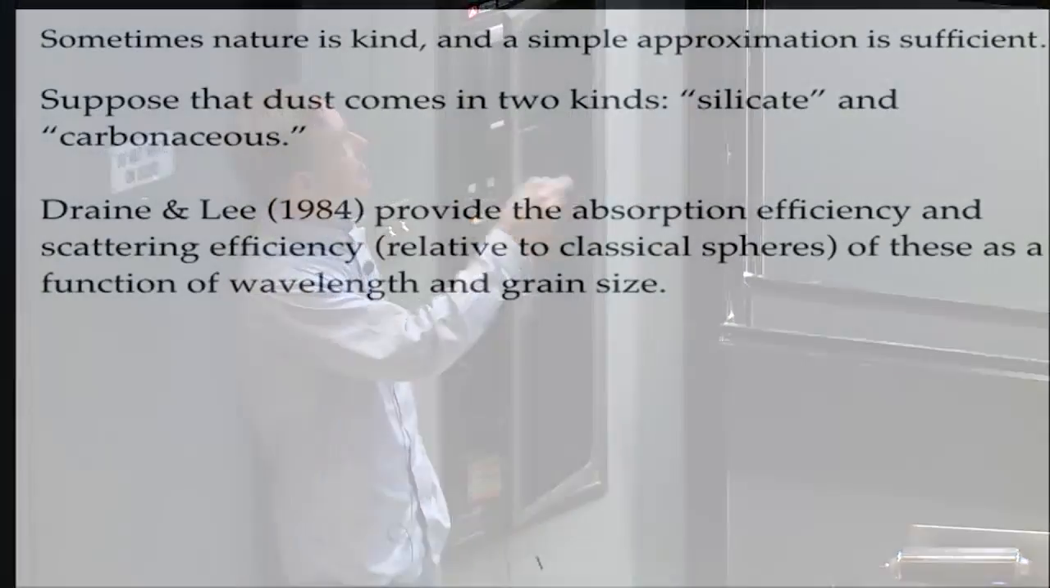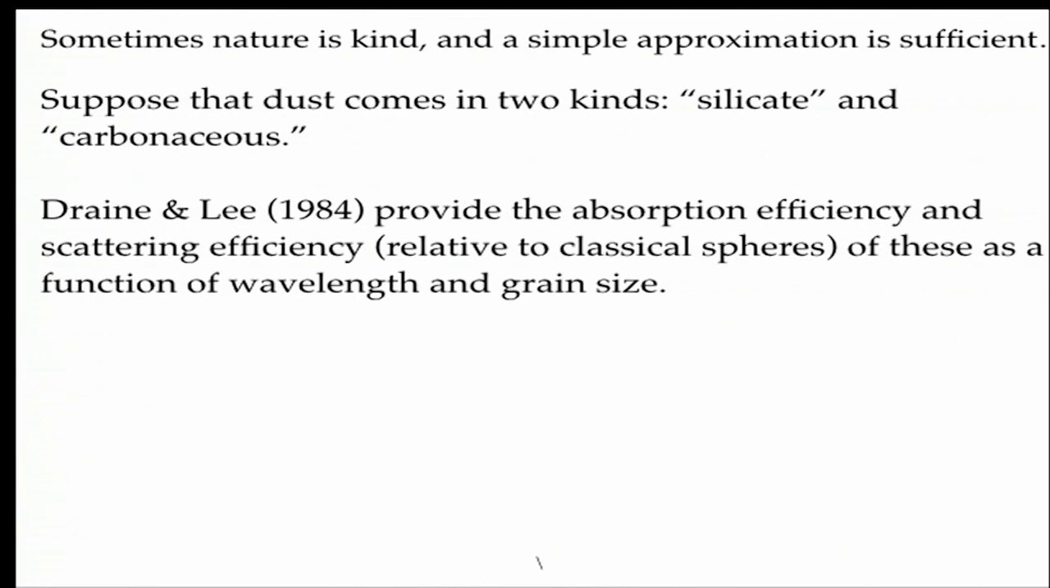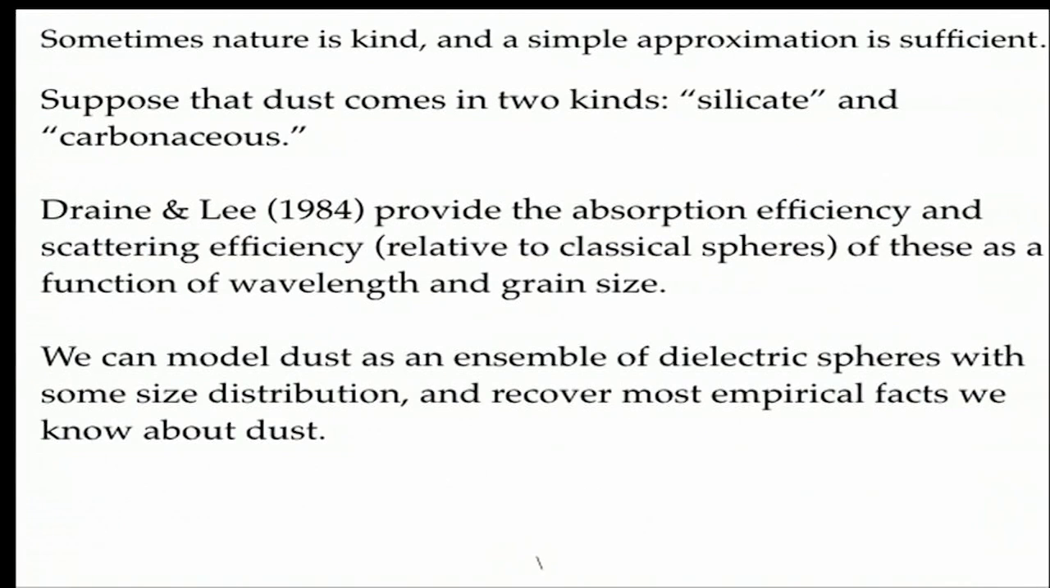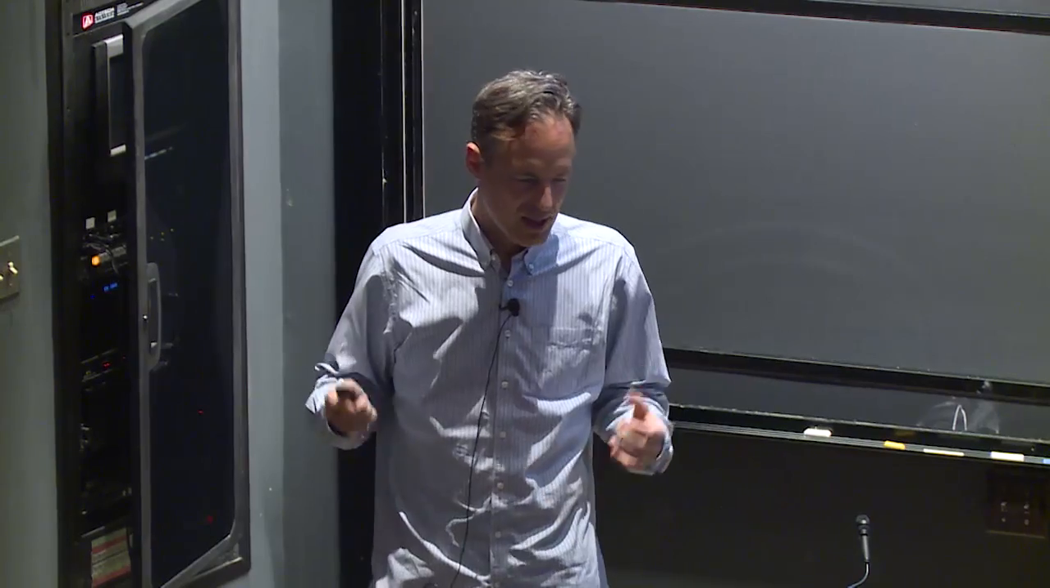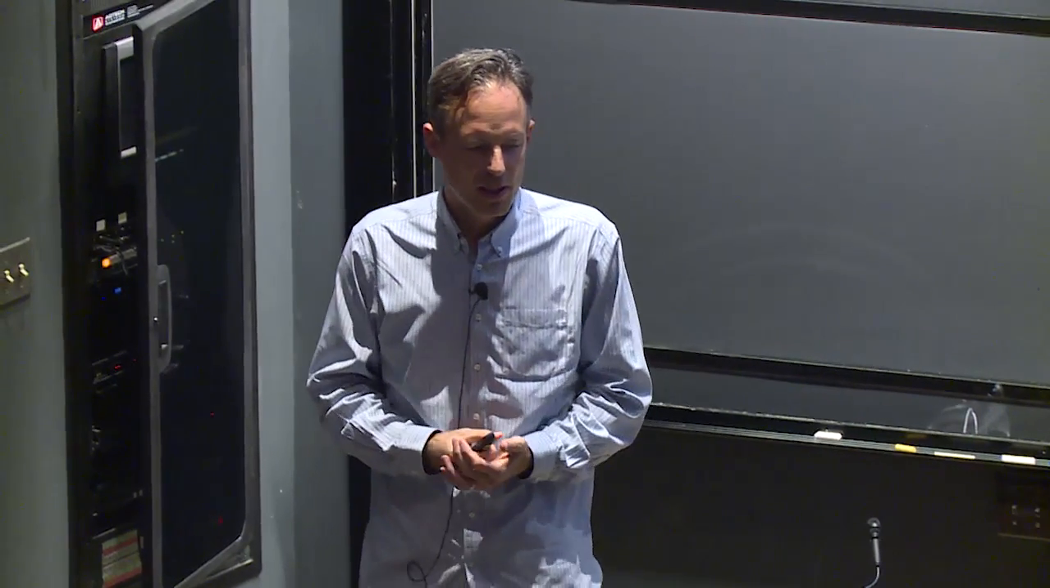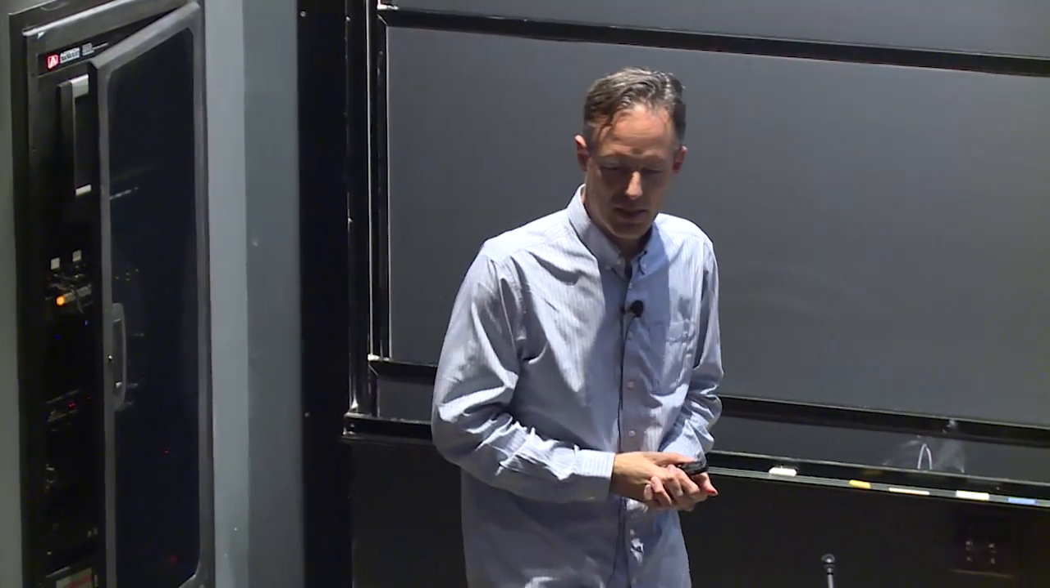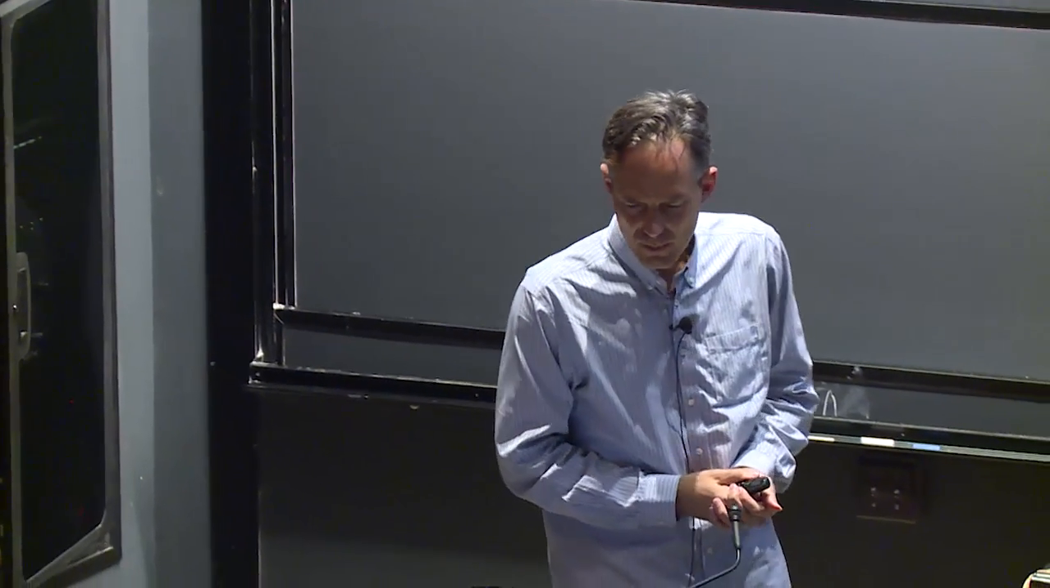A couple of guys at Princeton in the 80s provided these efficiencies for absorption and scattering of different kinds of dust at different sizes. And we can just model an ensemble of dielectric spheres with some size distribution and the optical properties that these guys came up with. And it actually recovers almost everything we empirically know about dust. So in reality it's a very complicated problem, but we can do something simple. So we're going to stay simple for the rest of the talk here.